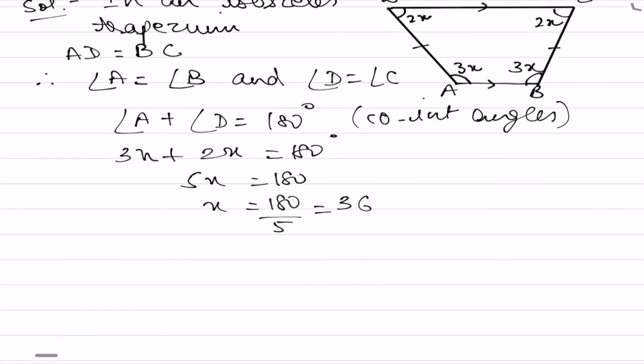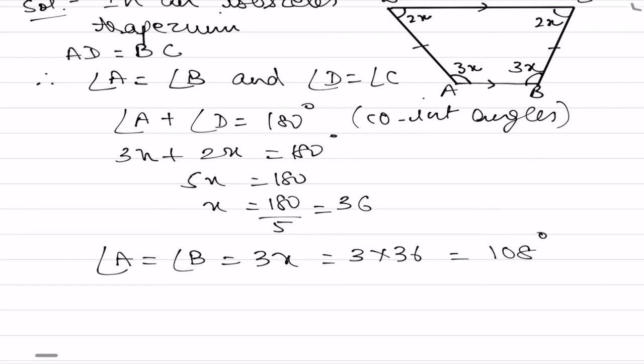So angle A and angle B both are equal to 3x. So 3 into 36, that is 108 degrees. Similarly, angle C is equal to angle D. Both will be 2x, that is 2 into 36, that is 72 degrees. So these are the values of all the angles of an isosceles trapezium.